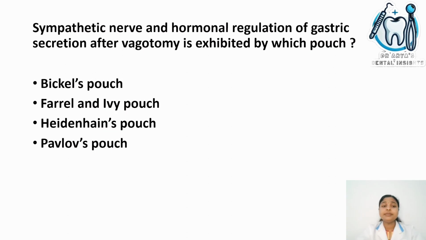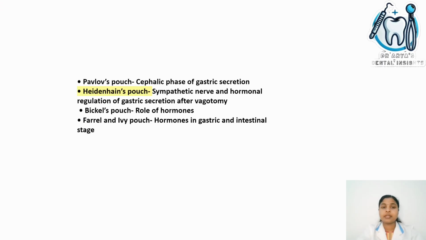So coming to the next question, sympathetic nerve and hormonal regulation of gastric secretion after vagotomy is exhibited by which pouch? Is it Bickel's pouch or Farrell and Ivy pouch, Heidenhain's pouch or Pavlov's pouch? So what is Pavlov's pouch? It is the cephalic phase of gastric secretion is demonstrated. Heidenhain's pouch, here the sympathetic nerve and hormonal regulation of gastric secretion after vagotomy. Bickel's pouch, there is the role of hormones, and Farrell and Ivy pouch, hormones in gastric and intestinal stage.